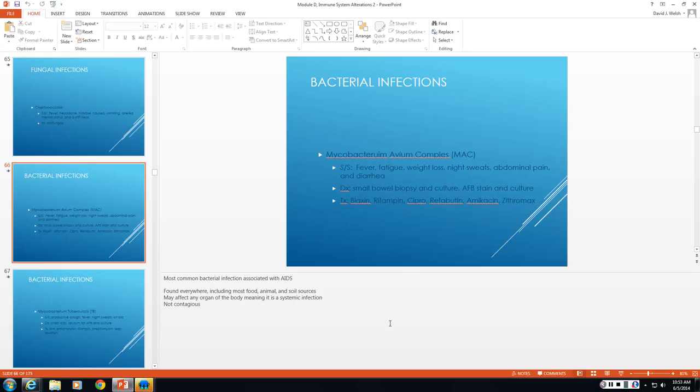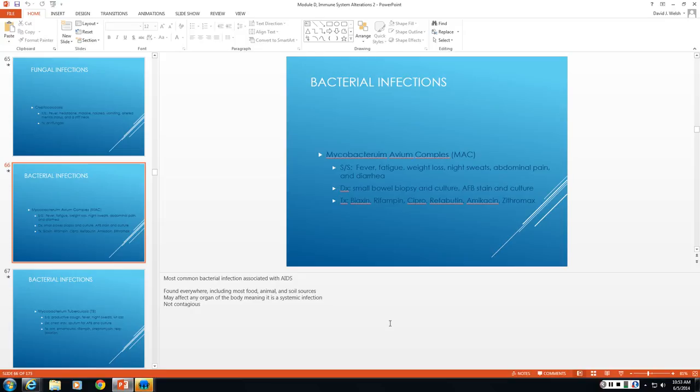This bacteria can be found anywhere, mostly in food, animal, and soil sources. It can affect any organ of the body, meaning it's a systemic infection. It's not contagious. Diagnosis is going to be done through small bowel biopsy and culture, AFB stain or culture.